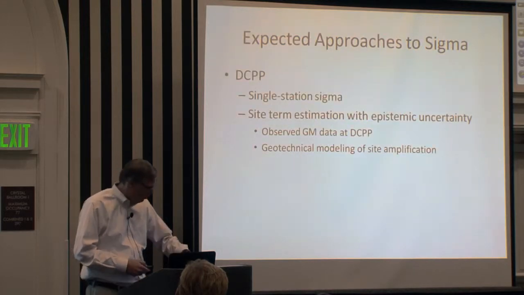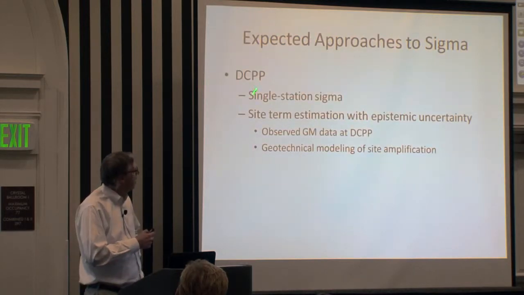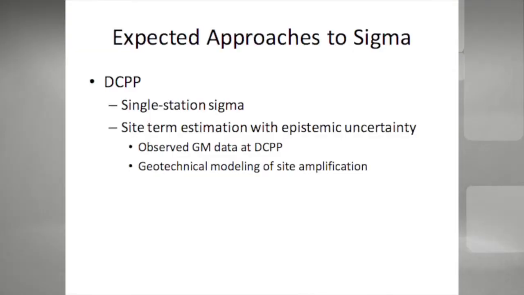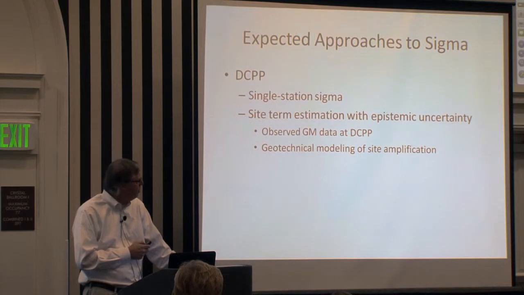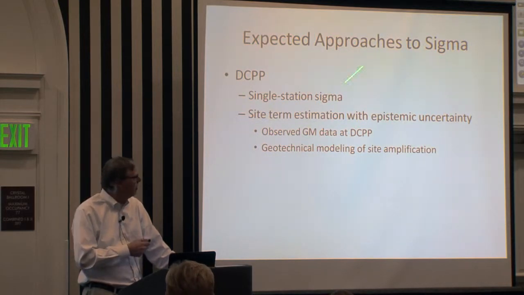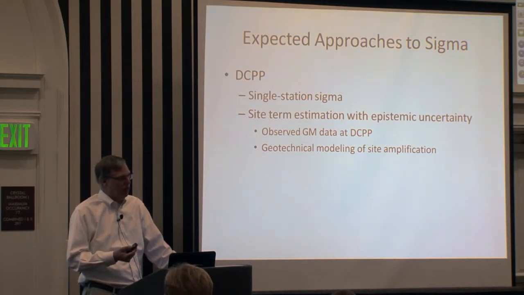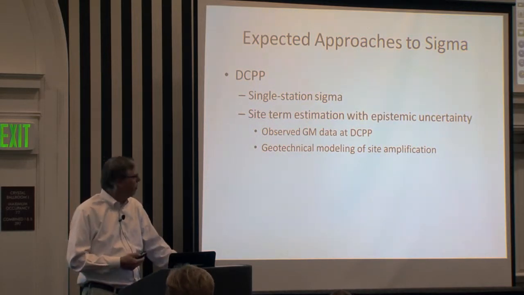So the expected approaches to our standard deviation. For Diablo Canyon, we're looking at the single station sigma method, and we're going to be estimating our site terms and the epistemic uncertainty, because both of those have to be there, with two approaches. One, standard geotechnical modeling of site amplification, and the other using observed ground motion data at Diablo Canyon. So one advantage of being in an active region is you get recordings from earthquakes, and so we can now empirically calibrate our site amplification rather than just relying on model predictions of those effects.